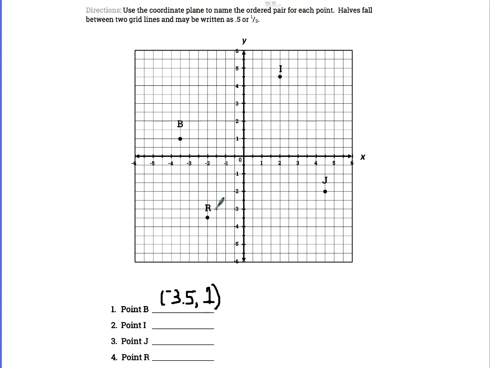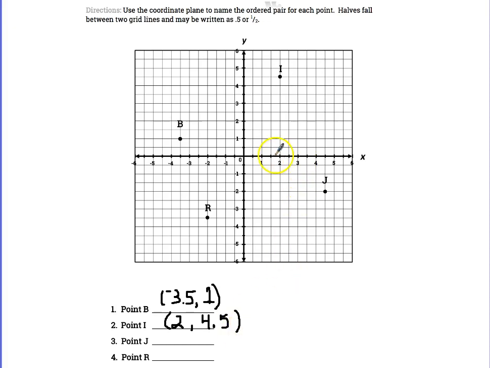Okay, so you should have all of this finished now, so let's check and see how you did. I'm looking at point I, and I'm going to follow this vertical line all the way down to the x-axis, and I can see that that is plotted at 2 on the x-axis. Now I'm going to follow along this horizontal line, and I can see that this is between 4 and 5 on the y-axis, and this halfway mark is 4.5. So my y-coordinate is 4 5/10 or 4 1/2.